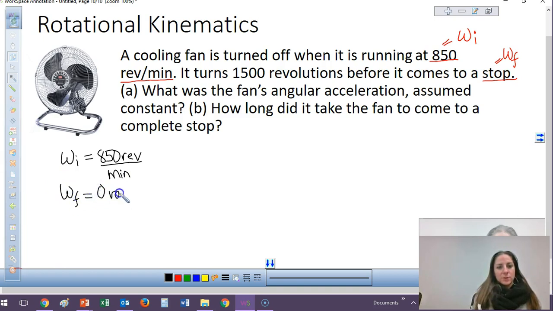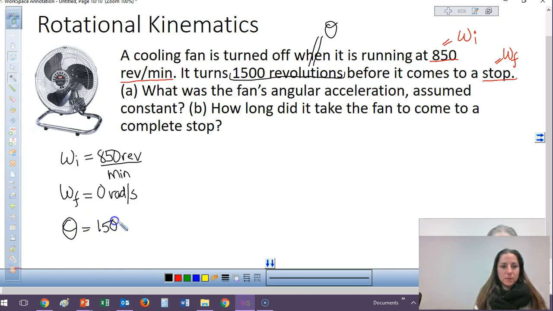Now we always want our units in radians per second, so we will have to convert this. I'm going to wait to do that. Let's see what other information. 1500 revolutions is an angular displacement because we just have a unit of angular distance right here. So that's going to be theta, like our distance. Once again, it's in revolutions. We need to be in radians, so we have to convert.